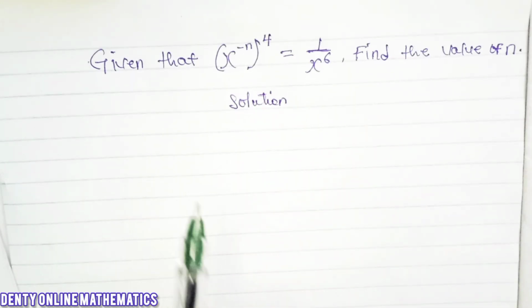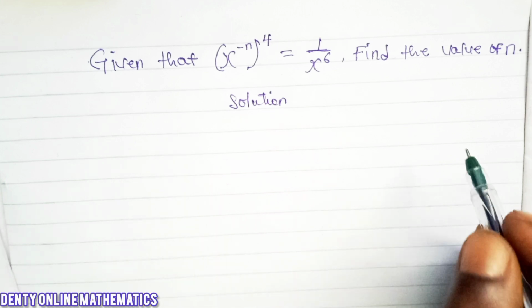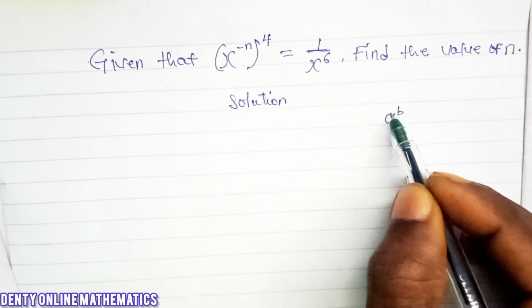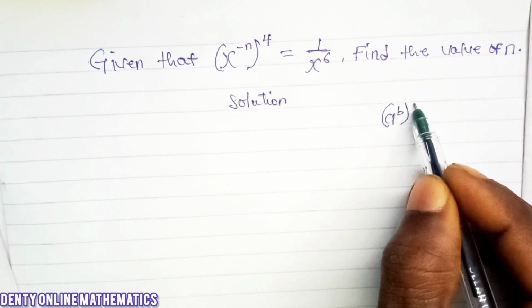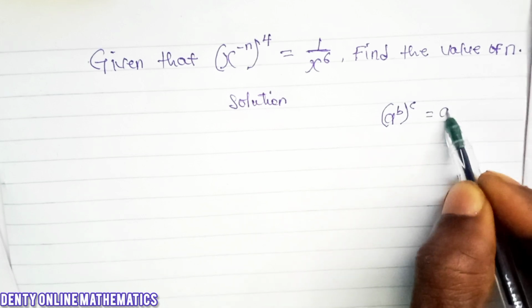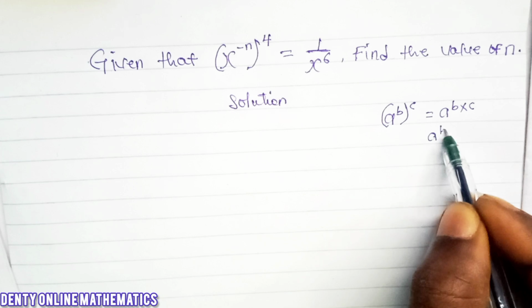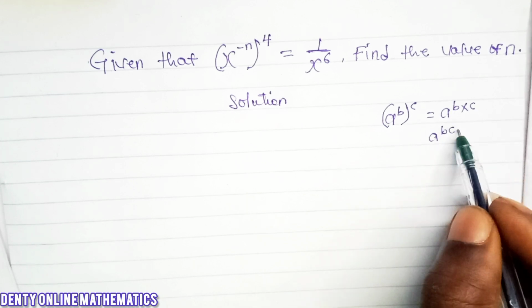Now, when you have a question that looks in this form, always remember the laws of indices. That if you have, for example, a to the power of b, all to the power of c, is the same thing as a to the power of b times c, which is equal to a to the power of bc, because b times c is bc.